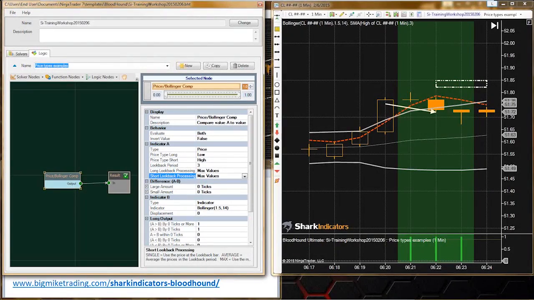Let's see. Alright, so John has something related here. If you want to explain how to check for a bar straddling the Bollinger Band, I'm thinking two separate comparison solvers ANDed together. That would be correct, John. Yes.